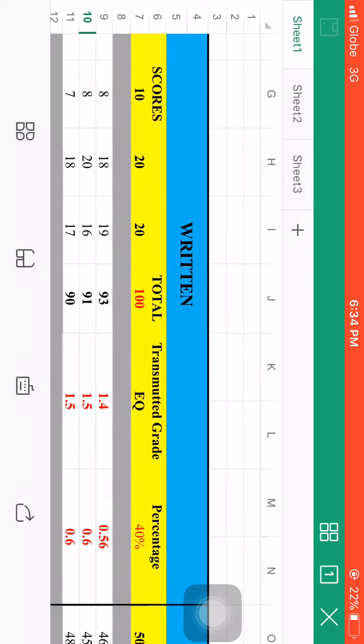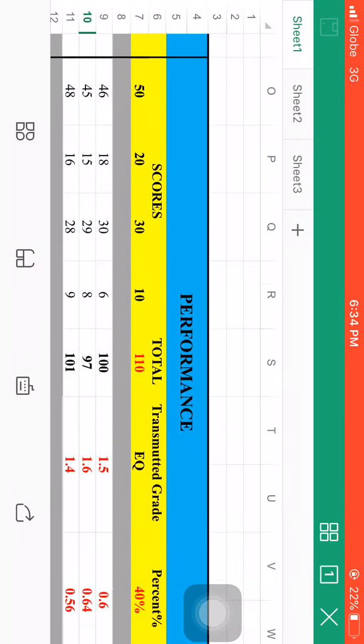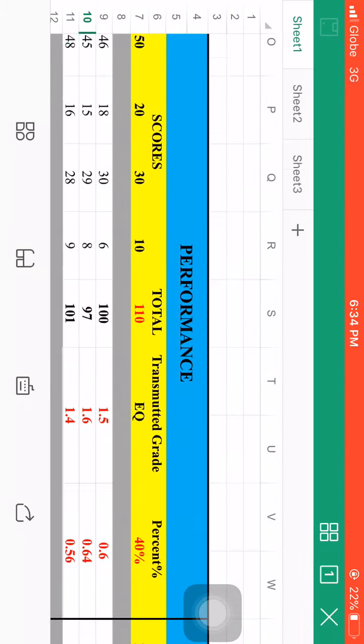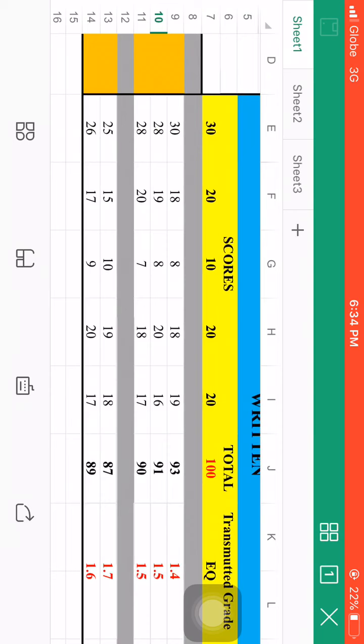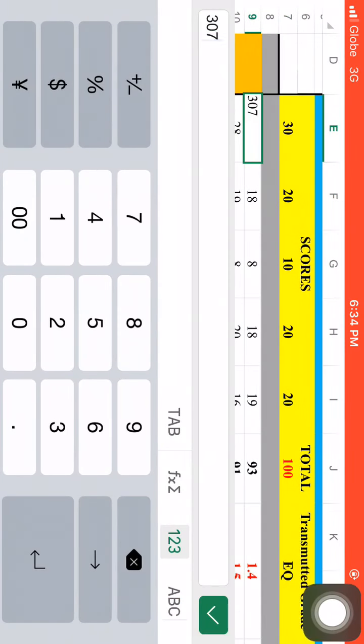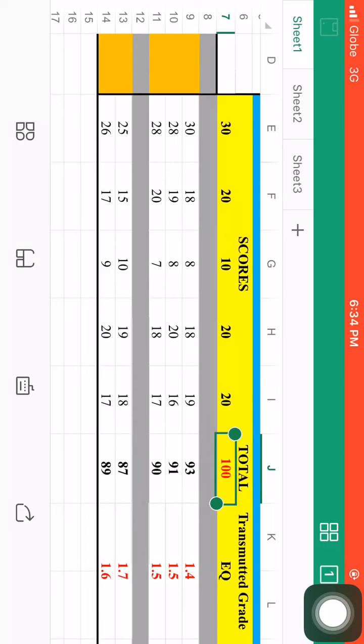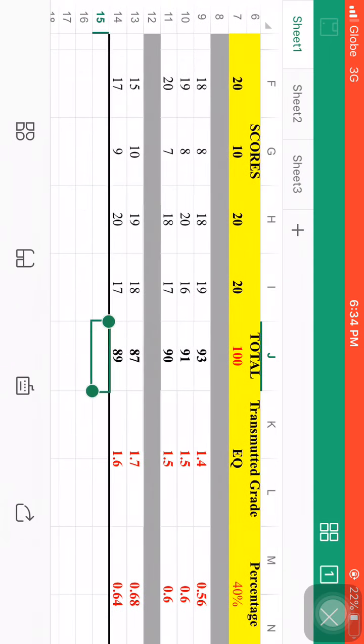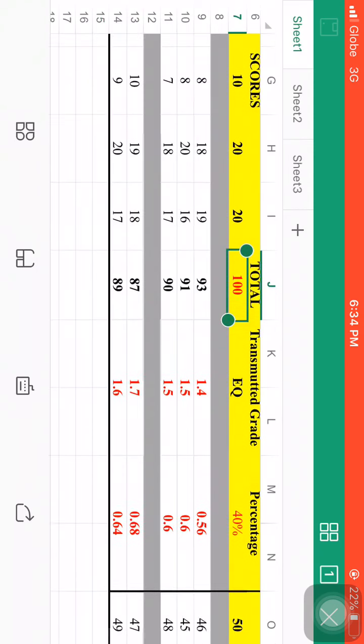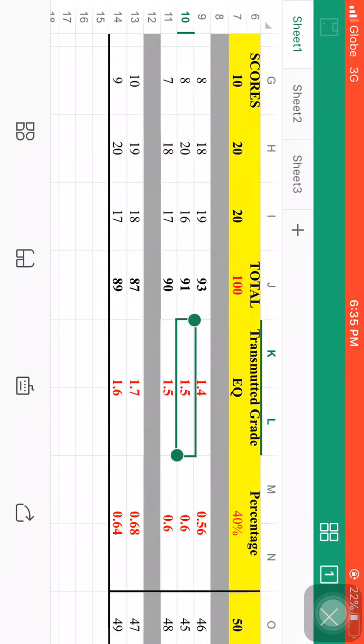So in e-class making, divide it into 3: the written, performance, and examination. In written, here are my assumed scores: 30, 20, 10, and the scores of my students. Then the total of written is 100, and here are the scores of my students. For the transmuted grade of written, since 100 is the highest possible score, it should be based on the transmutation table which is given by our instructor or by you, sir. So the equivalent of 93 is 1.4, and I just follow the steps that I did in Junel.